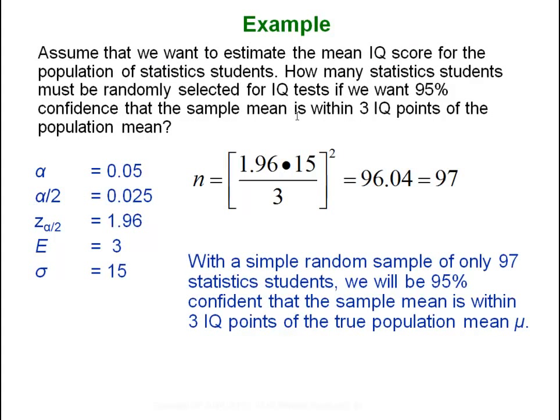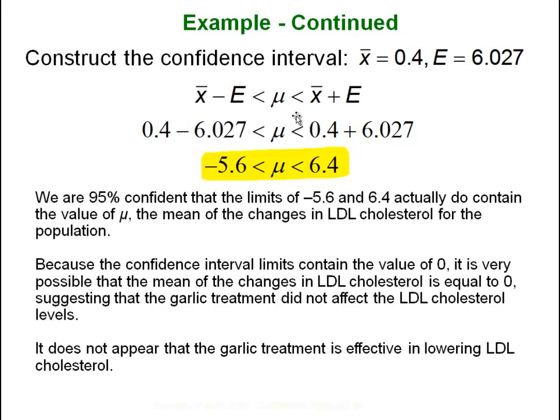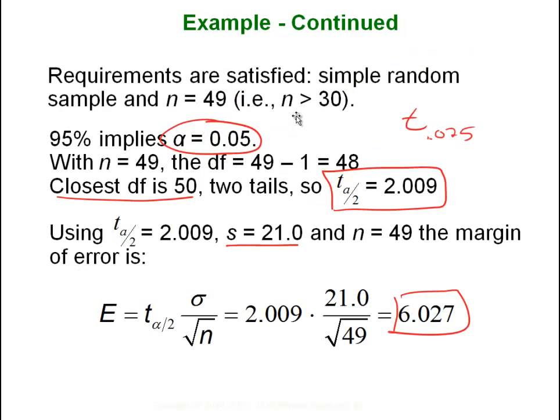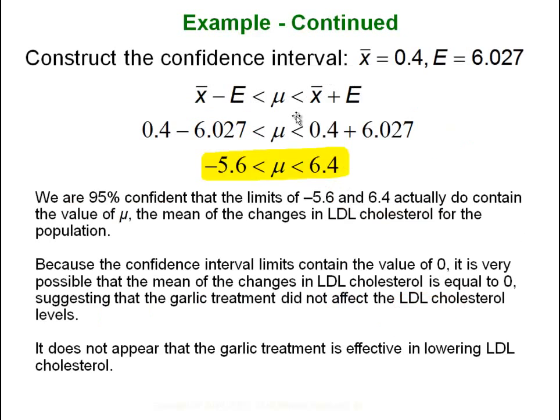Now let's look at how we do some of this stuff with technology. So let's go back up to this one here with those horrible numbers, that really bad interval that we got, and remind ourselves of what the data was. We had an n of 49, a mean of 0.4, and a standard deviation of 21.